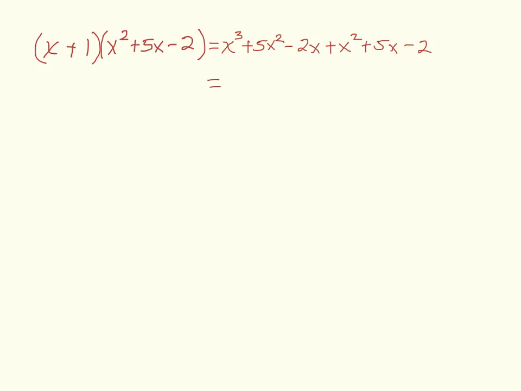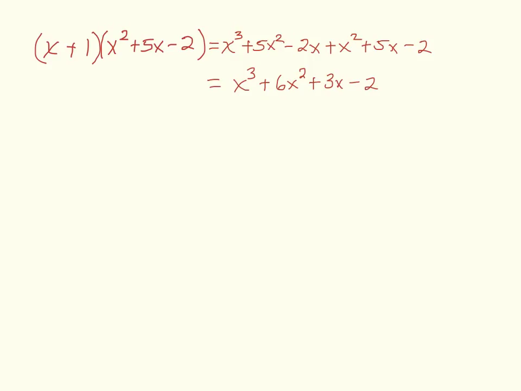Then we combine our like terms. We have some x squared terms that can be combined. 5x squared and 1x squared is 6x squared. Minus 2x plus 5x is plus 3x. Then minus 2. And we've combined all the terms that can be combined. We have it in descending order.